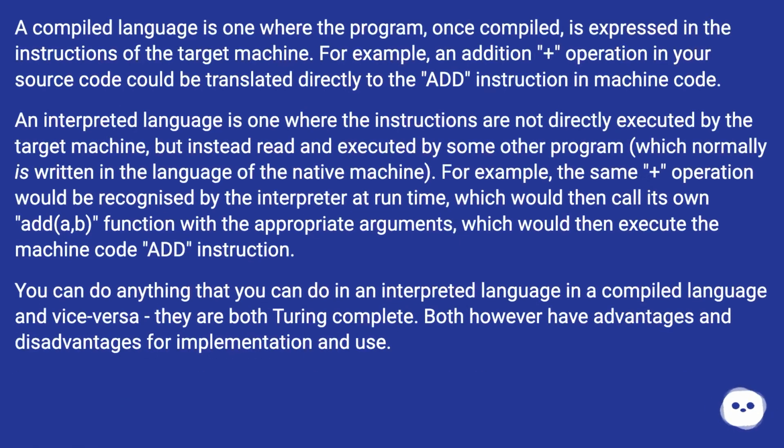A compiled language is one where the program, once compiled, is expressed in the instructions of the target machine. For example, an addition plus operation in your source code could be translated directly to the add instruction in machine code. An interpreted language is one where the instructions are not directly executed by the target machine, but instead read and executed by some other program, which normally is written in the language of the native machine. For example, the same plus operation would be recognized by the interpreter at runtime, which would then call its own add(a, b) function with the appropriate arguments, which would then execute the machine code add instruction.